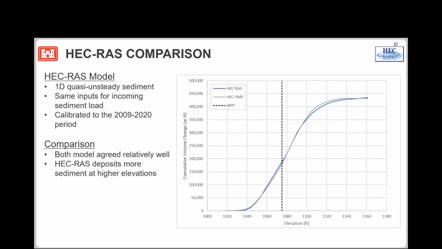And this figure on the right shows the cumulative volume change over the whole simulation. Gray is the HMS model results, and blue is the RAS results. And you can see at most elevations, the two match pretty well. And there's some deviations at the higher elevations where RAS deposits more sediment. But overall, the two match well, which is important since RAS is a more established sediment modeling software.